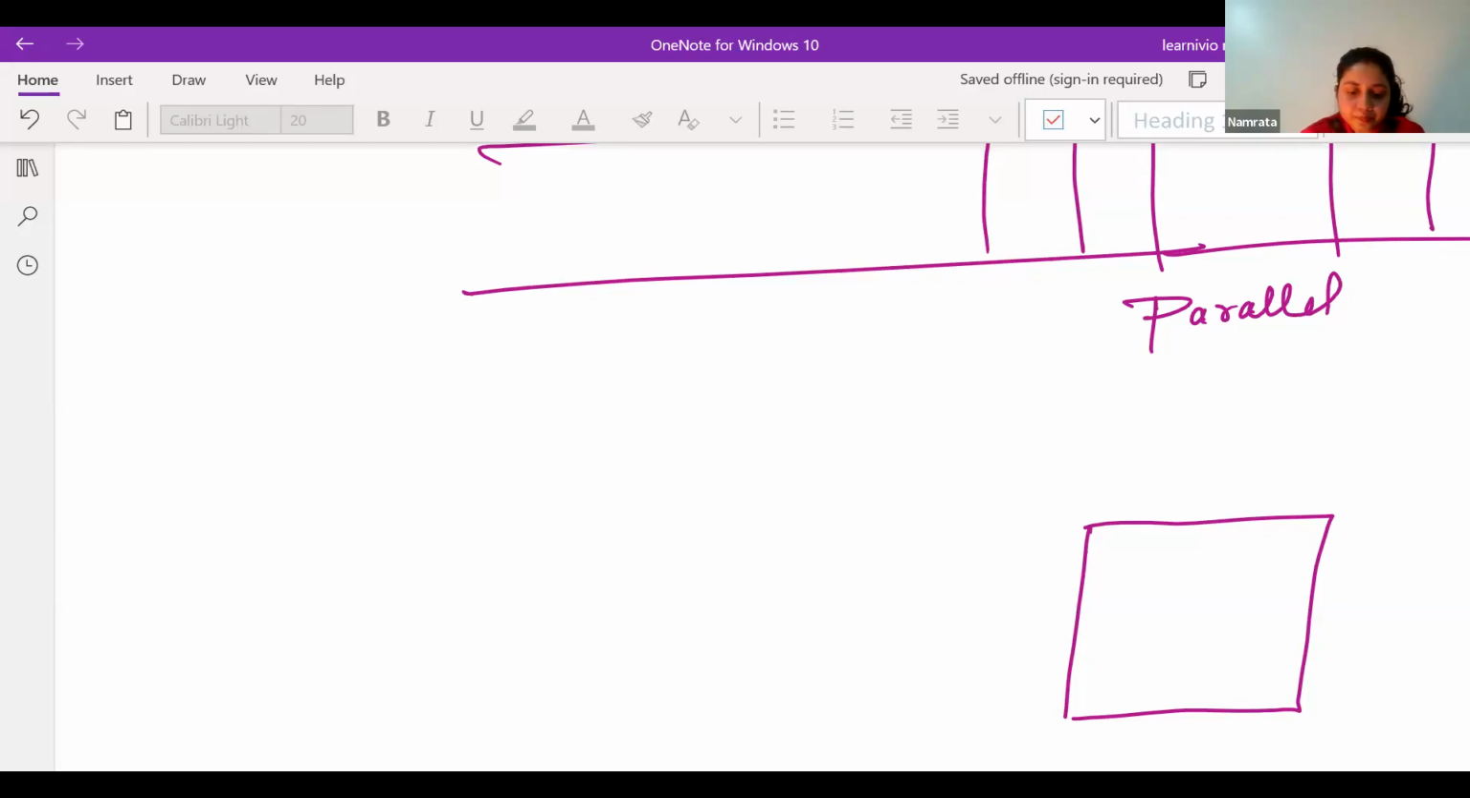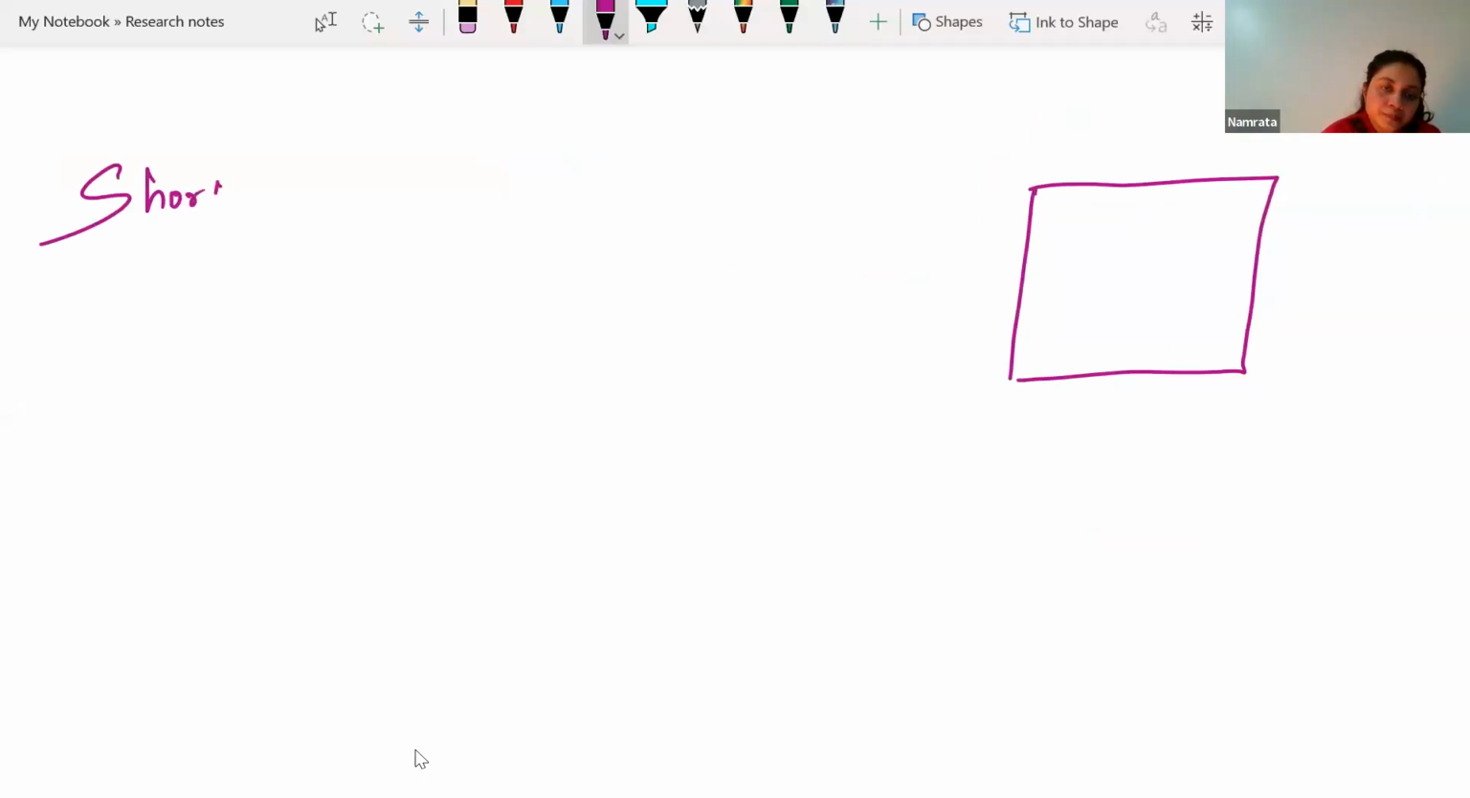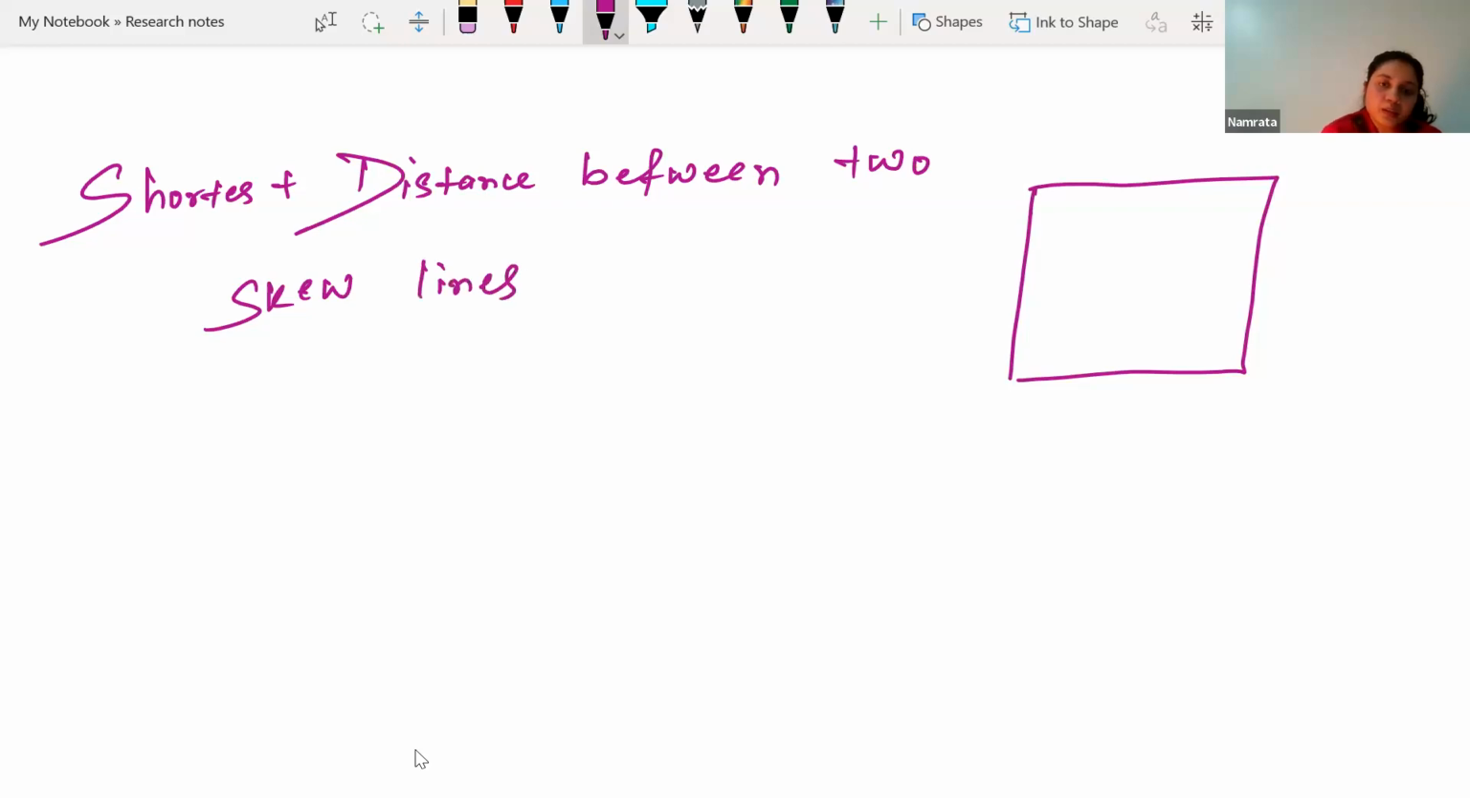So here we will be finding the distance between... just a moment. So here we will be discussing the shortest distance between two skew lines in vector form.